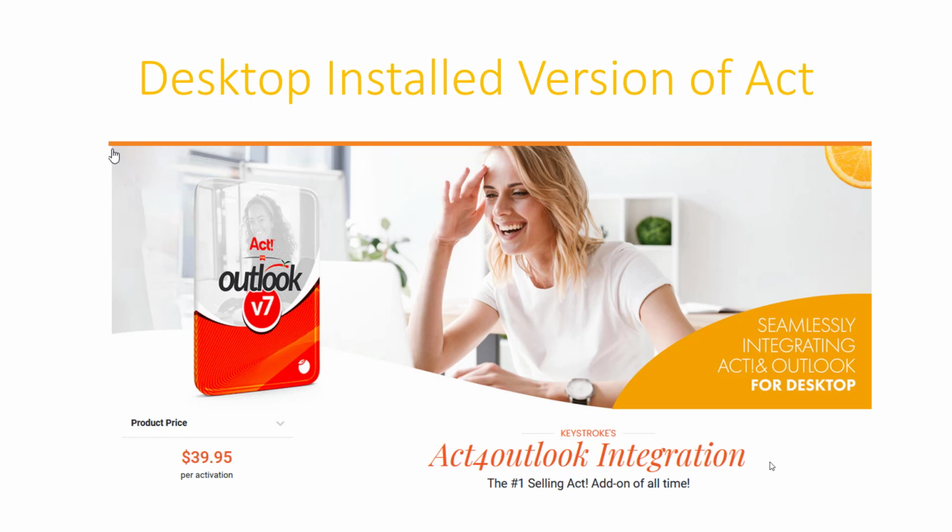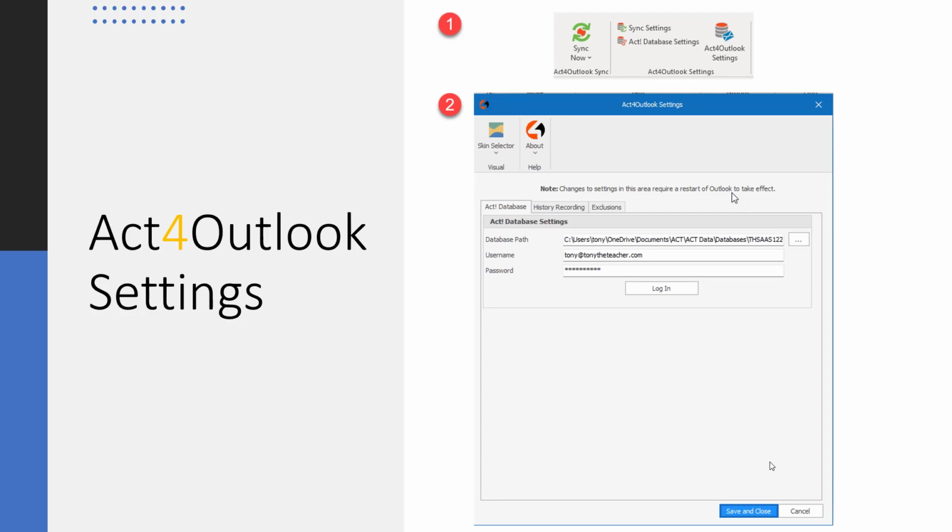The desktop version of Act uses currently Act4Outlook version 7, and it's $39.95 one time. It's a perpetual license. If a new version comes out, you might have to buy that, but that's your choice. This is what a typical setup looks like when you're using Act4Outlook.